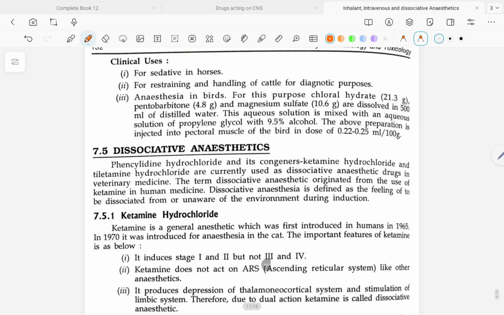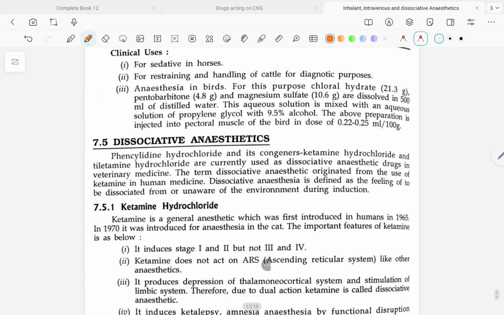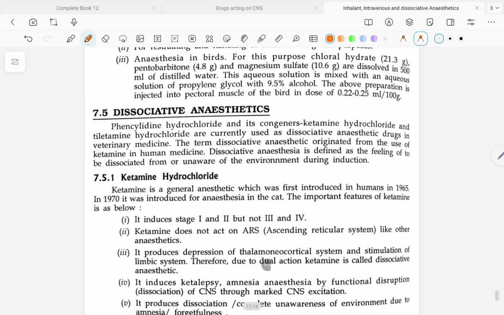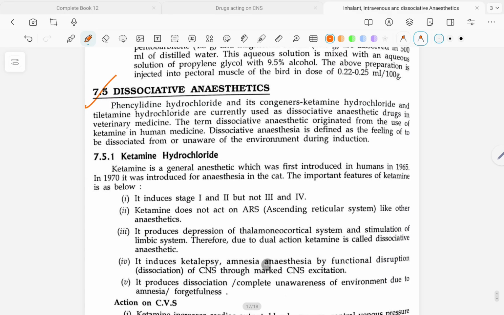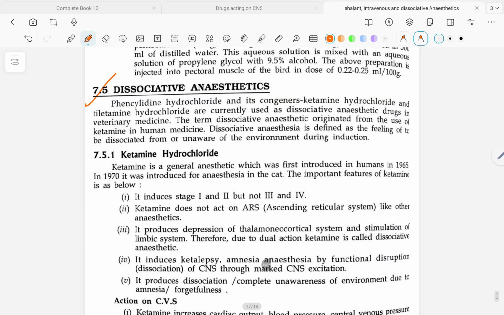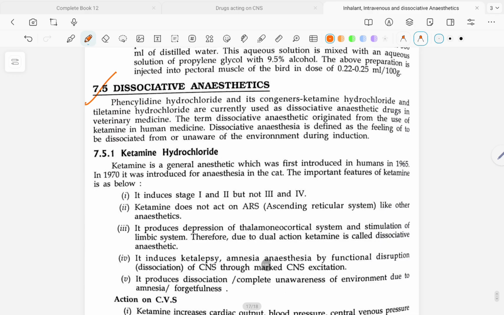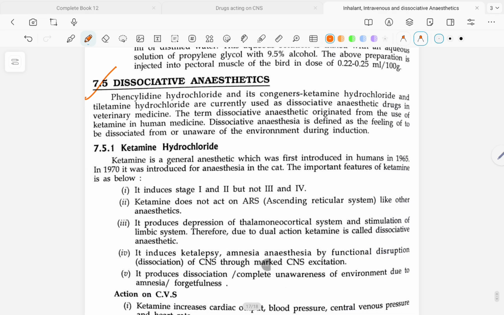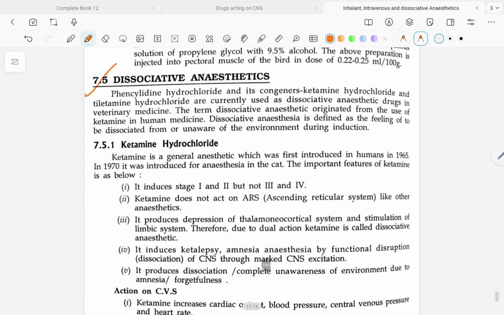Dissociative anesthetics. Phencyclidine hydrochloride and its congeners ketamine hydrochloride and tiletamine hydrochloride are currently used as dissociative anesthetic drugs in veterinary medicine. The term dissociative anesthetic originated from the use of ketamine in human medicine. Dissociative anesthesia is defined as the feeling of being dissociated from or unaware of the environment during induction.